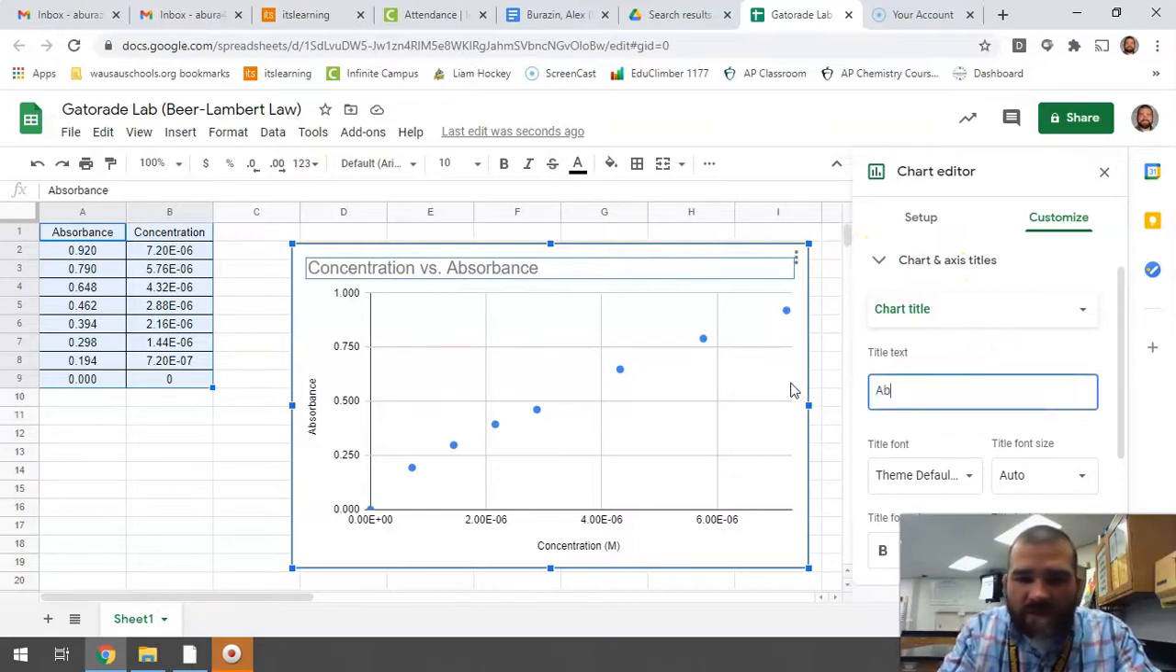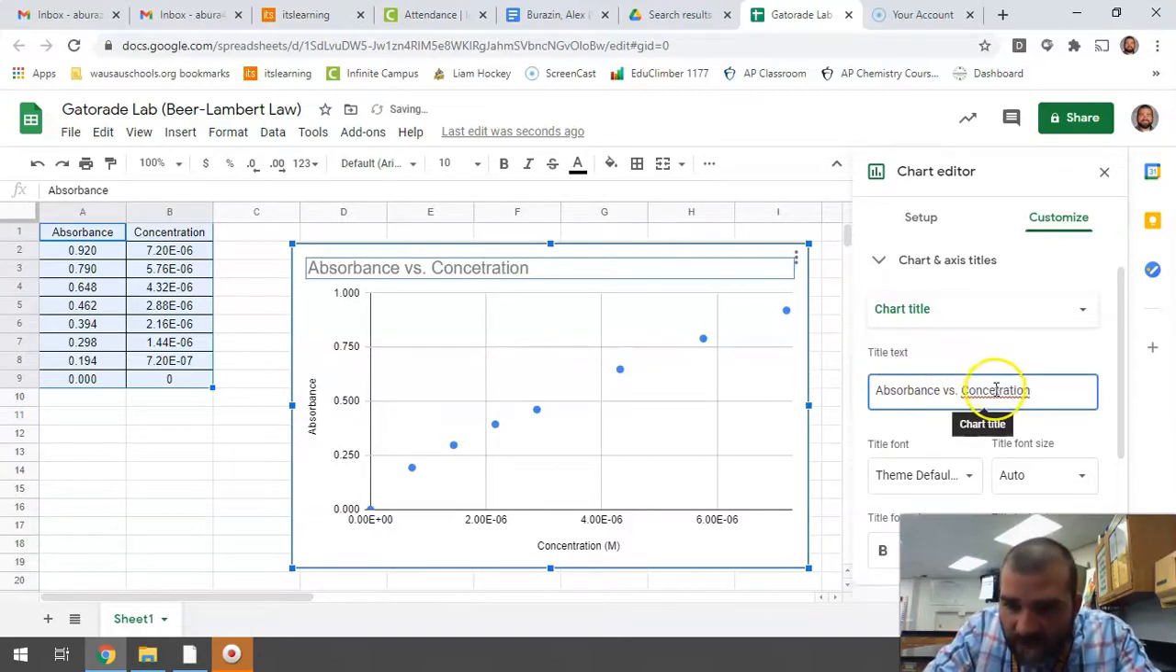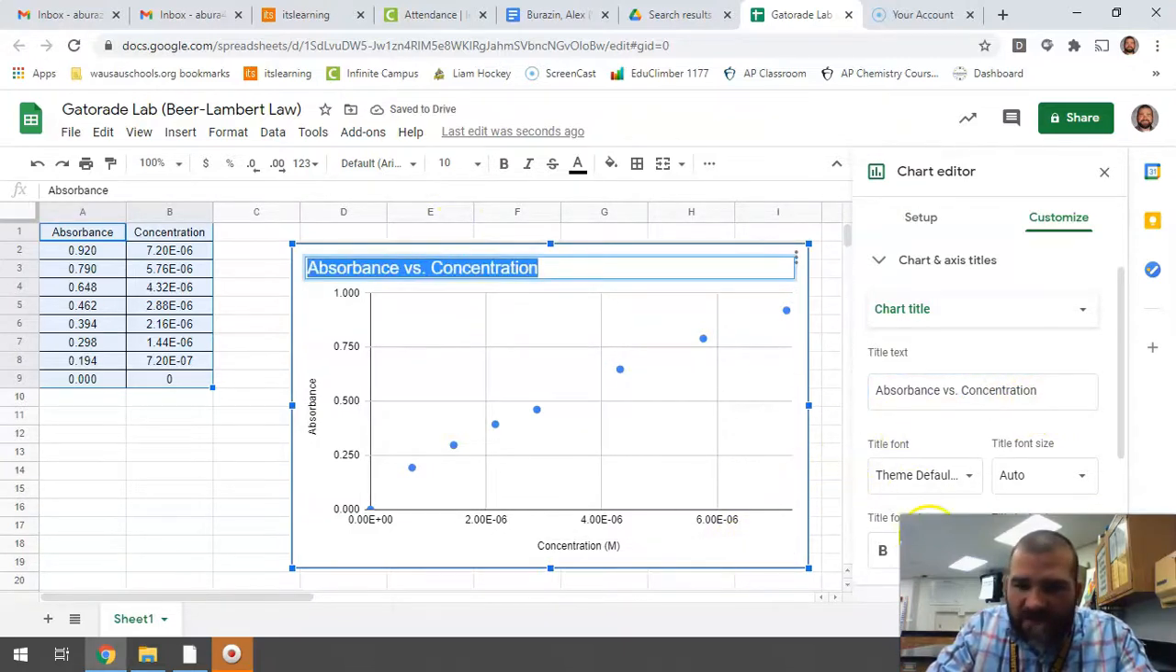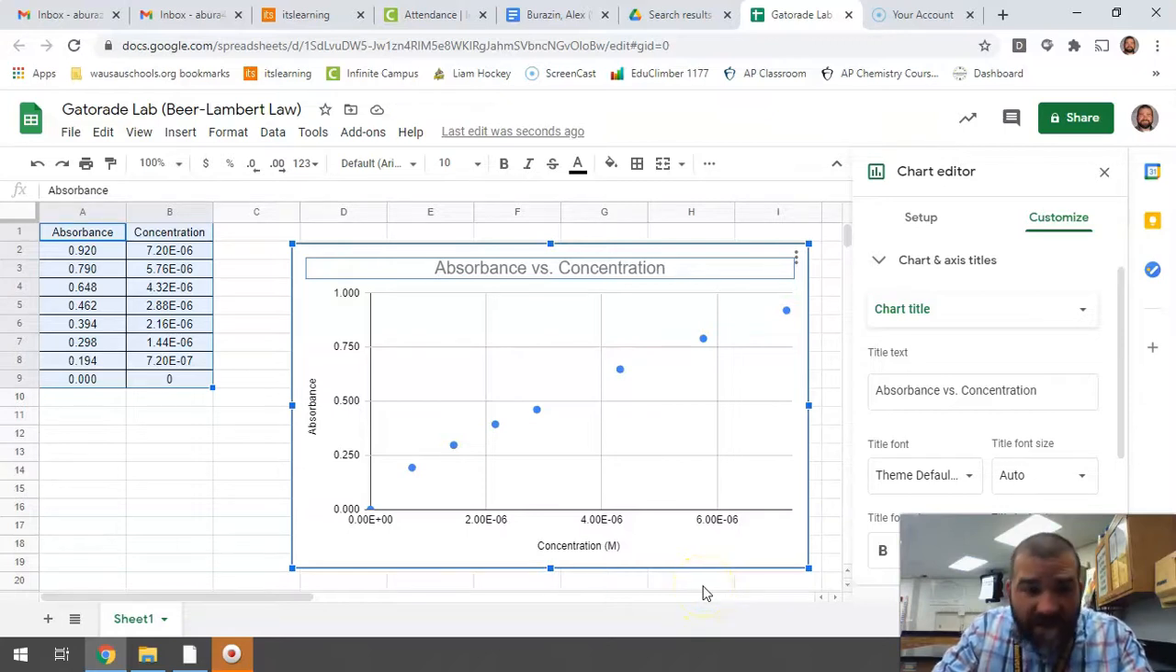We'll do absorbance versus concentration. I can't spell. There we go. Now this is good. I'm going to put this in the center. That bothers me. I don't know why, but there's a little centering thing over here, so I just click that and make it centered. And now this is our graph. It looks pretty linear, right? I think that's the idea. We want this to be a linear graph.